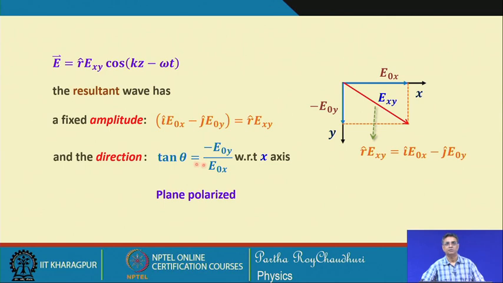The direction of this wave: E0x is along this direction, E0y is along this direction. So the resultant wave E_xy is along this direction. So this is again plane polarized.